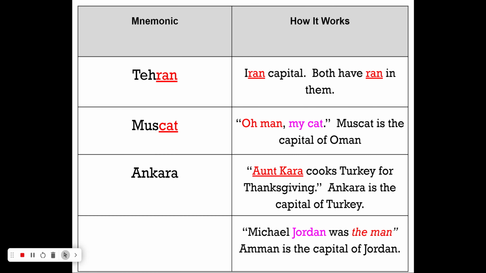And finally, your last mnemonic for your capital section is Michael Jordan was the man. He was the best basketball player in NBA history. I always remember the capital of Jordan is Amman by remembering that Michael Jordan was the man. So that's a mnemonic that might help you remember that the capital city of the country Jordan is Amman.